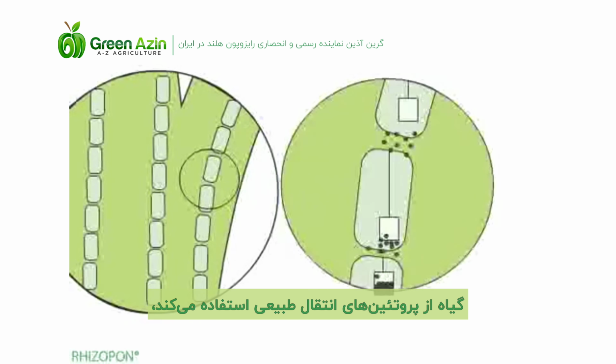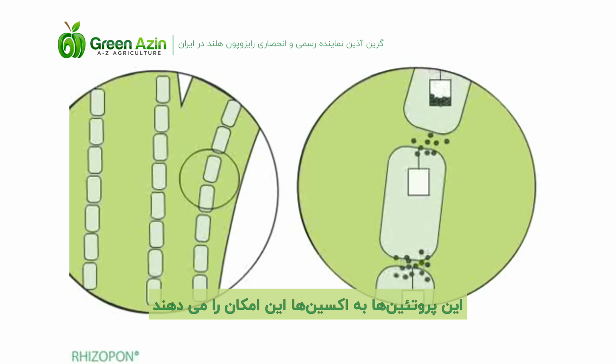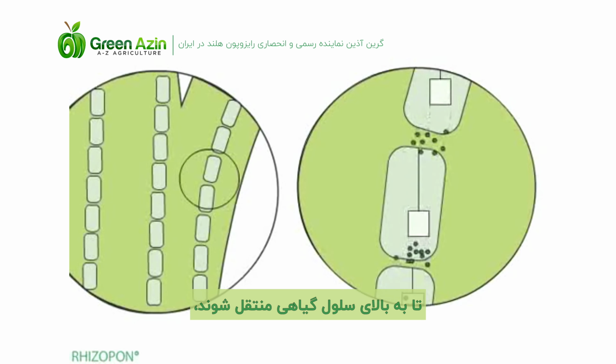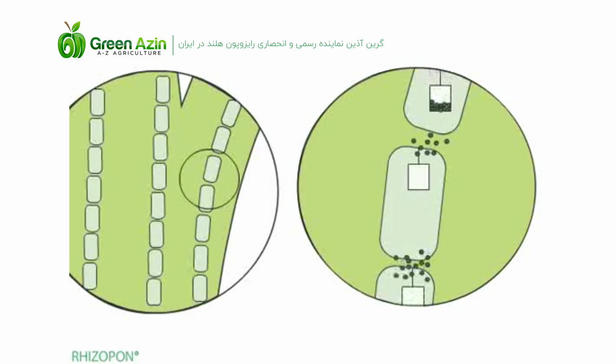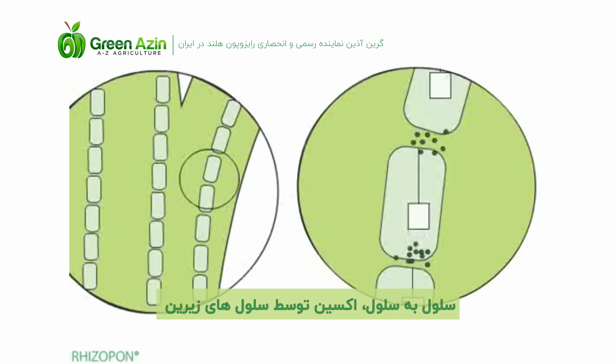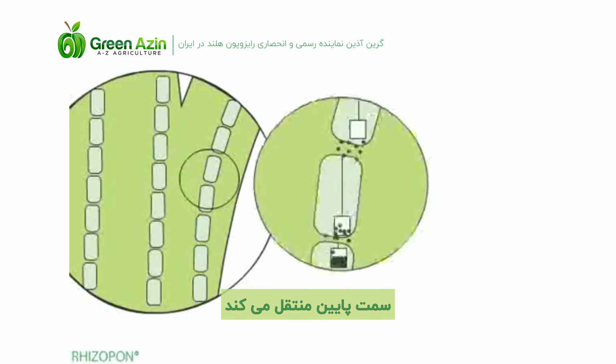The plant makes use of natural transport proteins. These proteins allow the auxins to be taken into the top of the plant cell, move through the cell, and be released at the bottom of the cell. Cell by cell, the auxins are taken in by the underlying cells. This way, the plant transports the auxins downward.